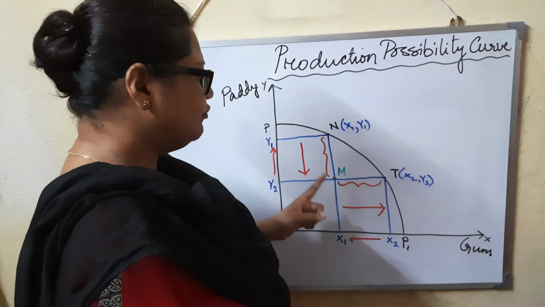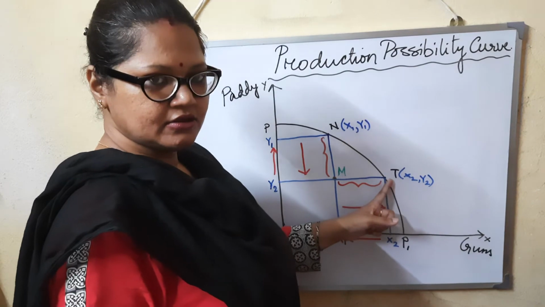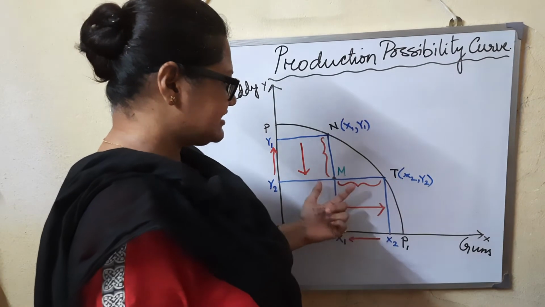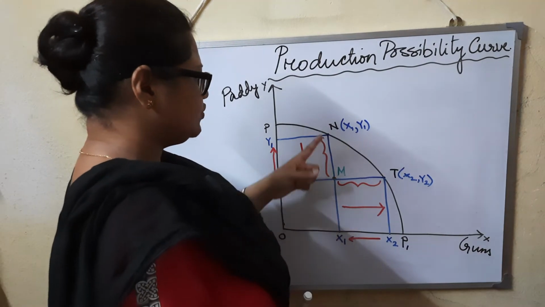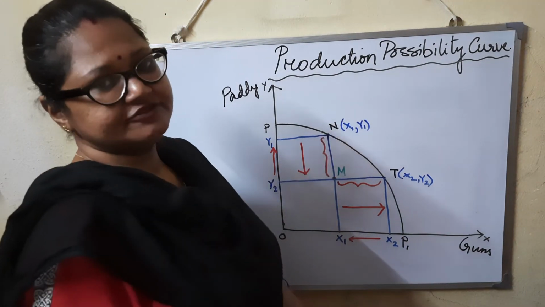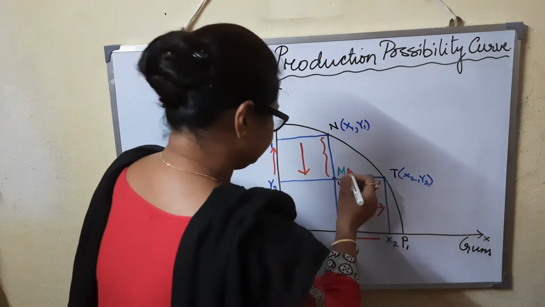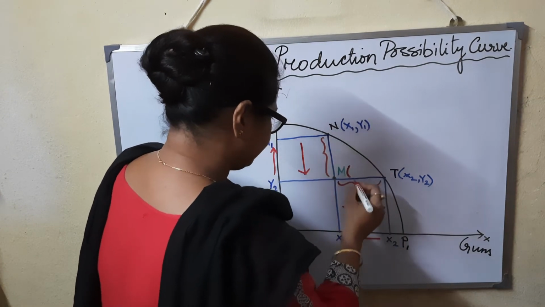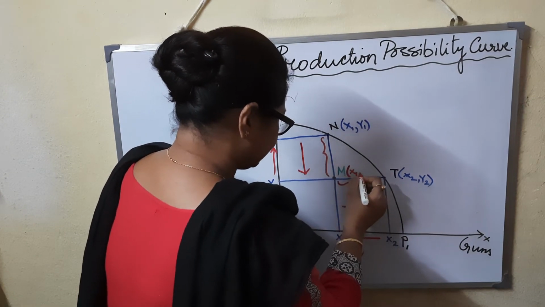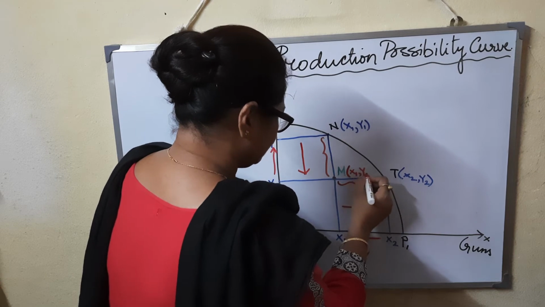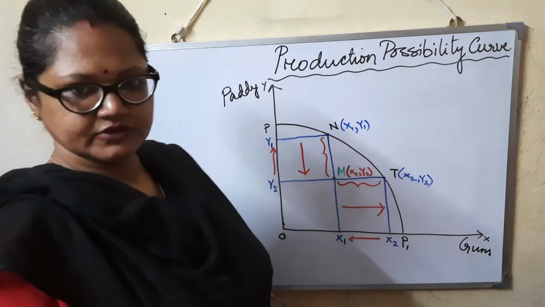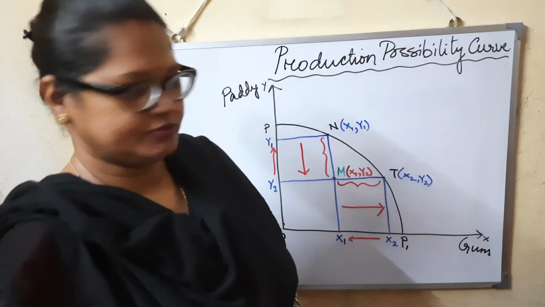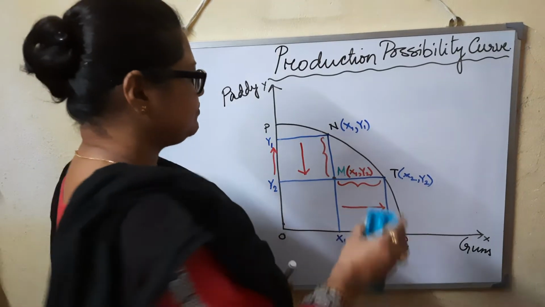They will either move from M to T, where production of guns is increased, or they will move from M to N, where production of paddy is increased. The M combination is of X1 and Y2, which is absolutely not possible. So better we don't mention it.